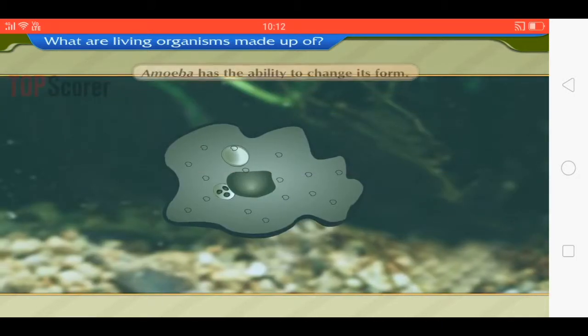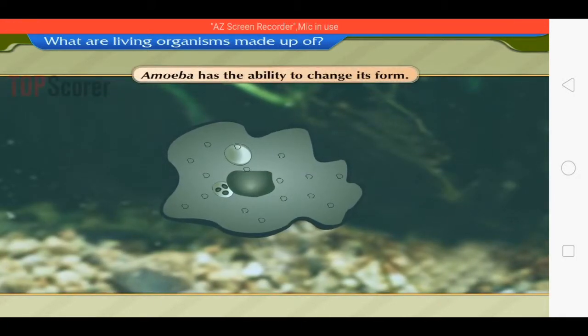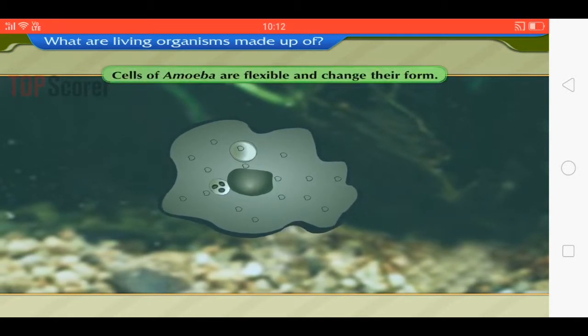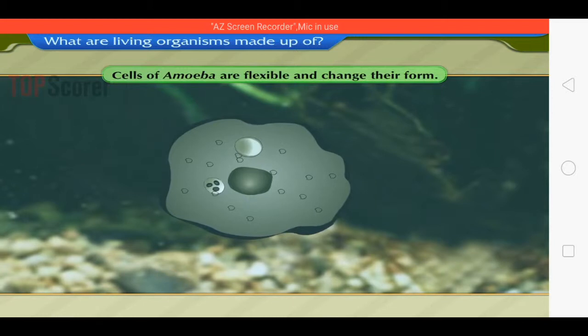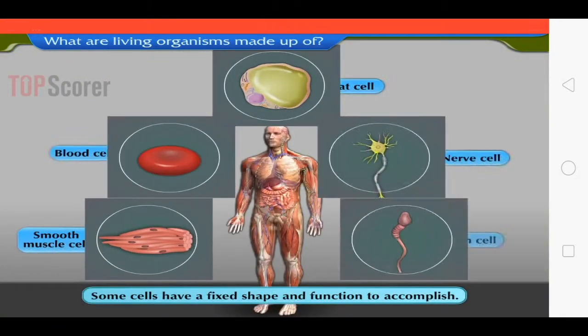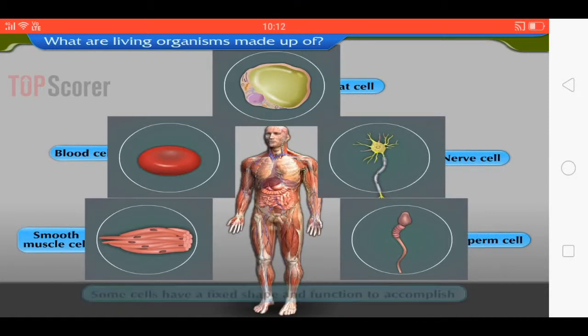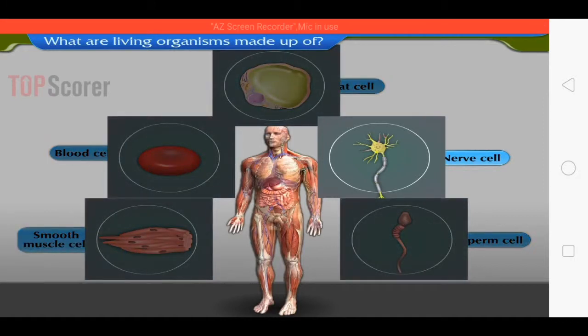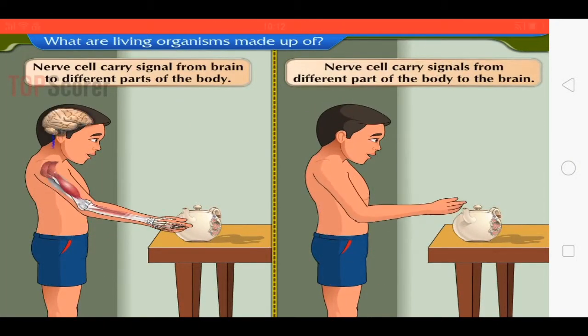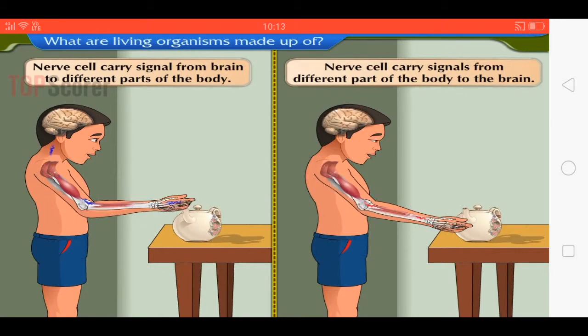For example, amoeba has the ability to change its form. This is because the cells of amoeba are flexible and help it to change its form. On the other hand, some cells have a fixed shape and a particular function to accomplish. For example, nerve cells of a human have a typical shape and a particular function. Their function is to carry signals from the brain to different parts of the body and vice versa.